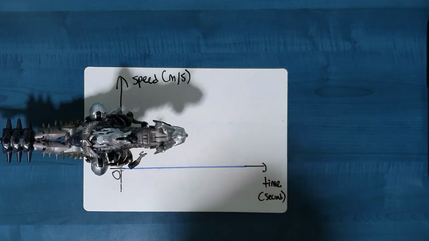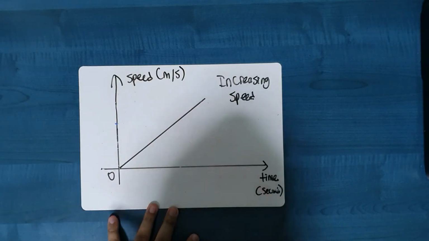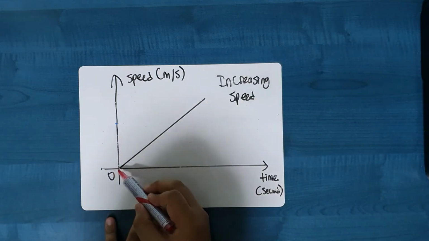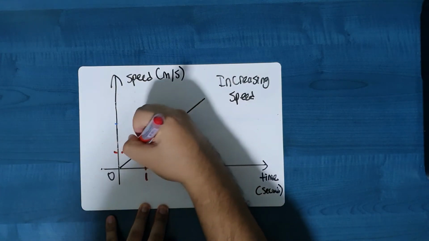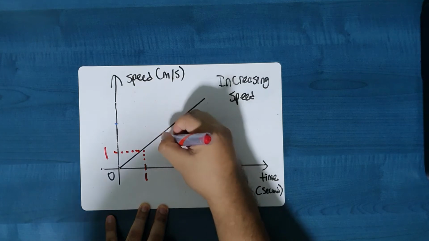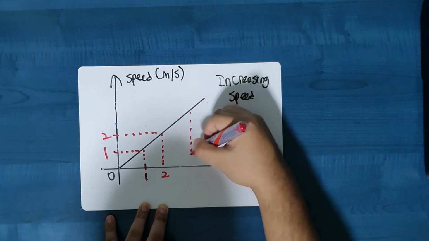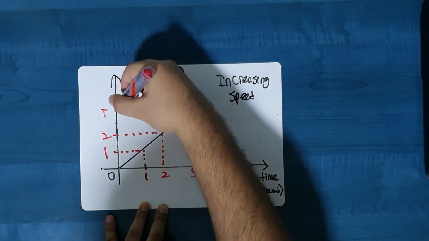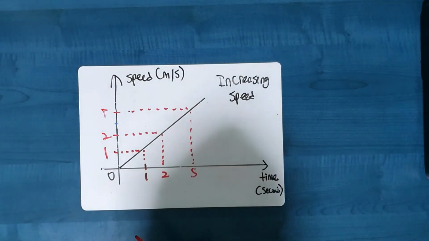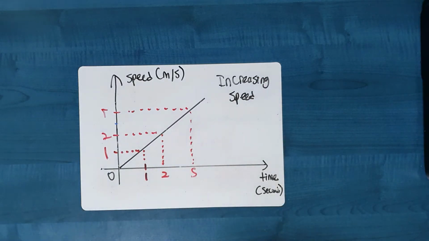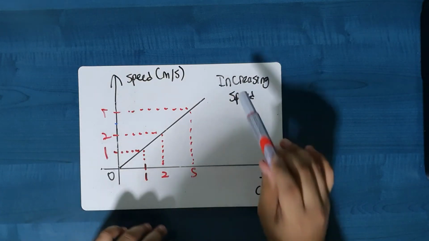Not moving at all. How about this? In this case, the object is moving at increasing speed. How do we know? At 0, the speed is 0. When time is 1 second, the speed is, let's say, 1. At 2 seconds, the speed is 2. At 5 seconds, the speed is 5. So, as you see, as time passes, the speed increases, and thus it is increasing speed. So, a straight line like this represents motion at increasing speed.